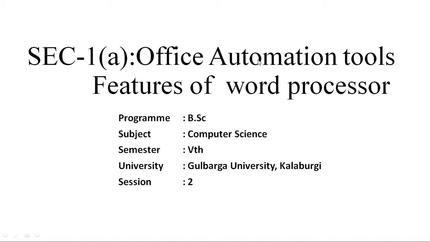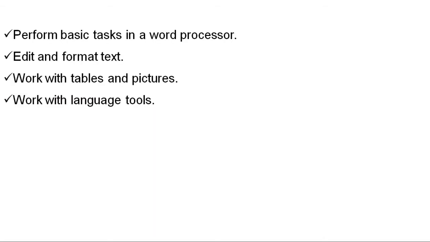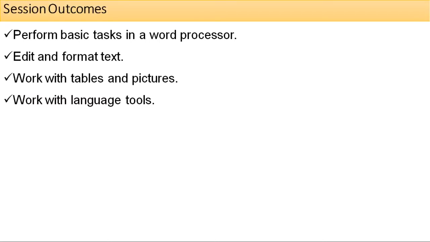Hello students, in today's lesson we will learn about the office automation tools, in that features of word processor for BSc 5th Sem session 2. In features of Microsoft Word, we will learn about how to perform basic tasks in a word processor, edit and format the text, work with tables and pictures, and work with the language tools.